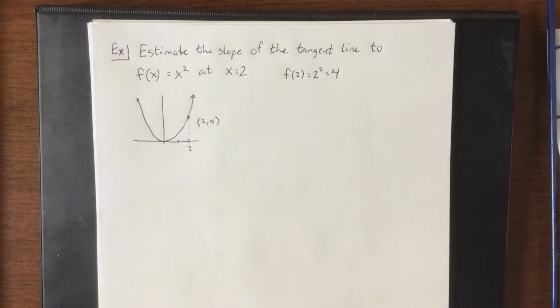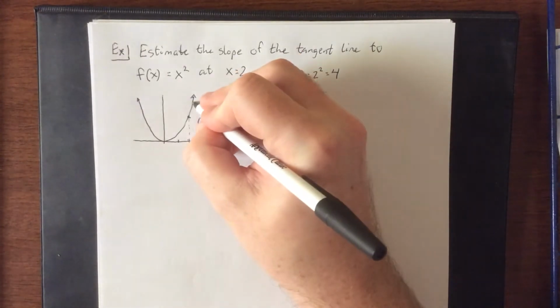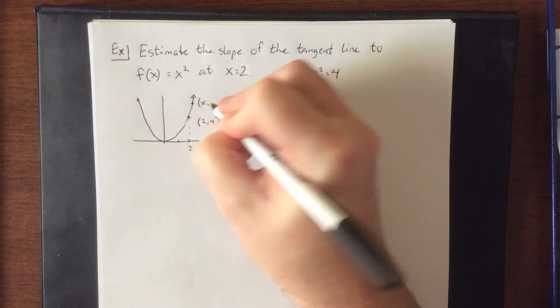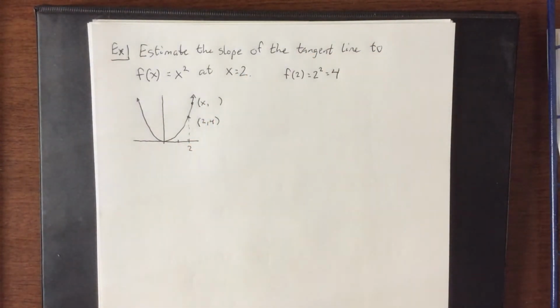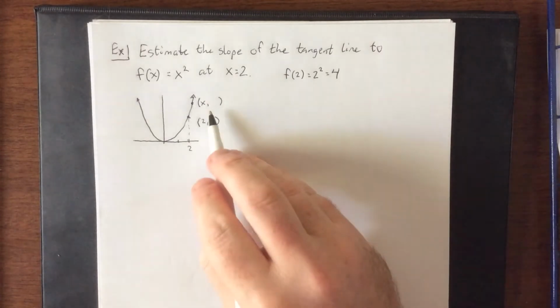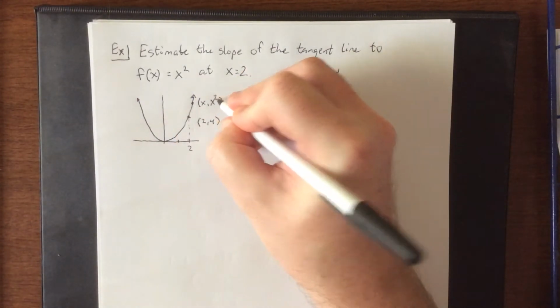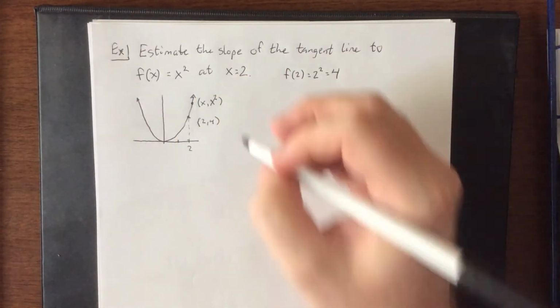Now, we were not given a second point on this parabola, so what we're going to do is create our own second point on the parabola. I would like to leave this point as a variable. The variable that I'm going to use for it is simply going to be x, because that's an x coordinate. The corresponding y coordinate would be whatever that value is squared. So this is how we're going to create a second point.